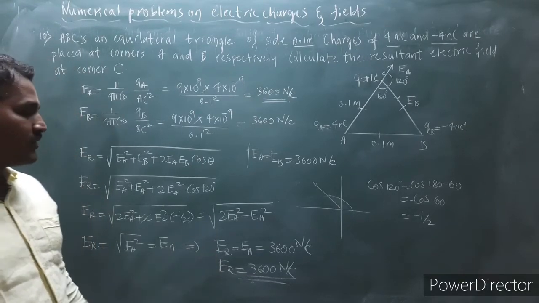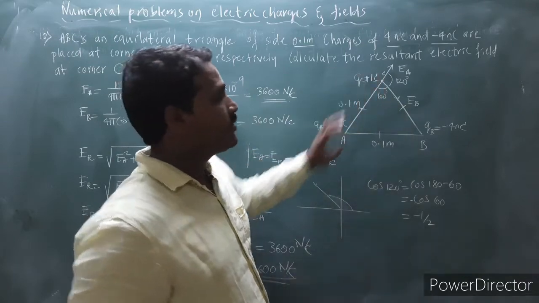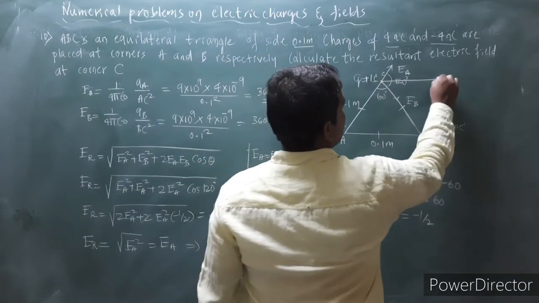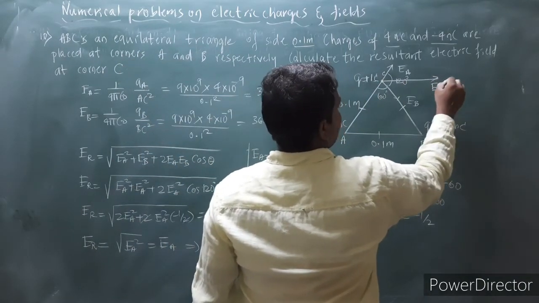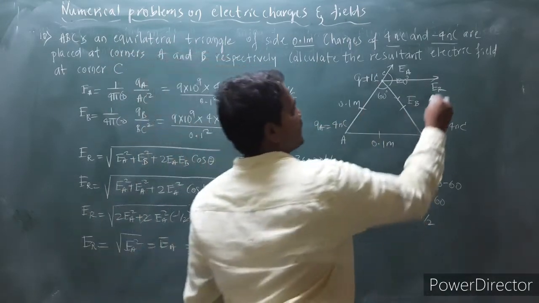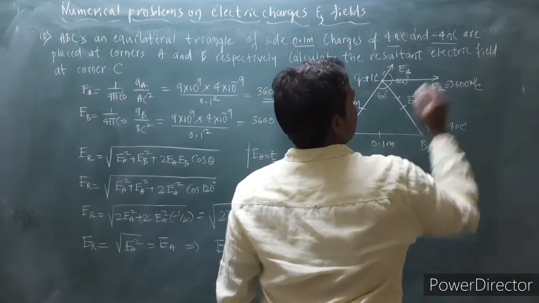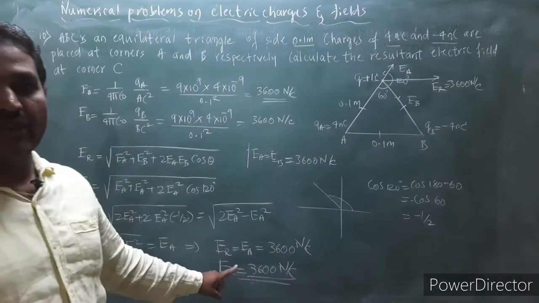And what is the direction of this resultant electric field? You can observe EA is equal to EB, hence your resultant electric field will be bisecting this 120 degree angle. So this will be parallel to the x-axis. So this is equal to 3600 newtons per coulomb. Okay, and this is the solution for the given problem.